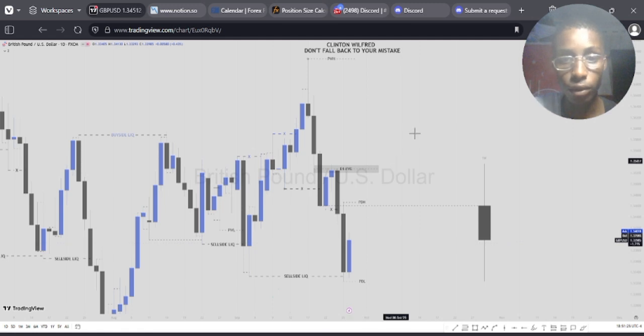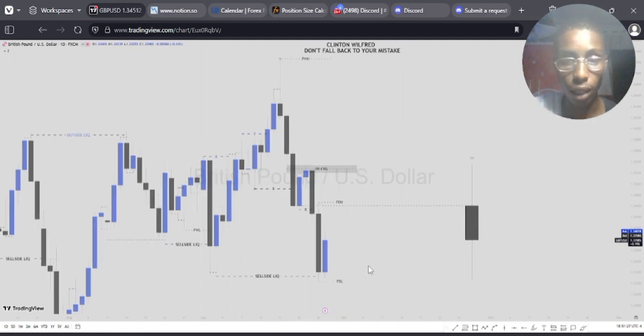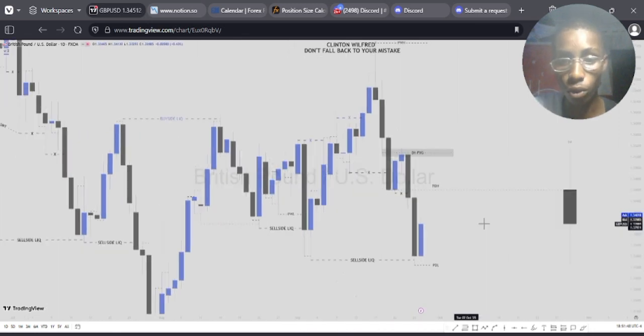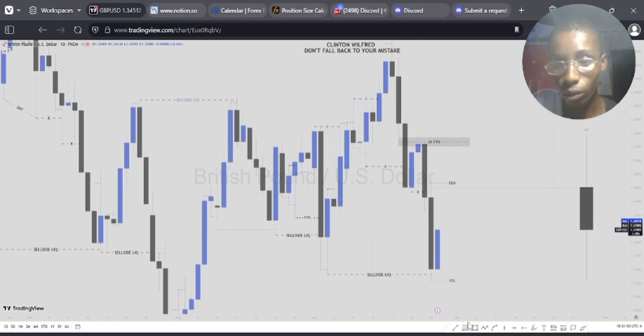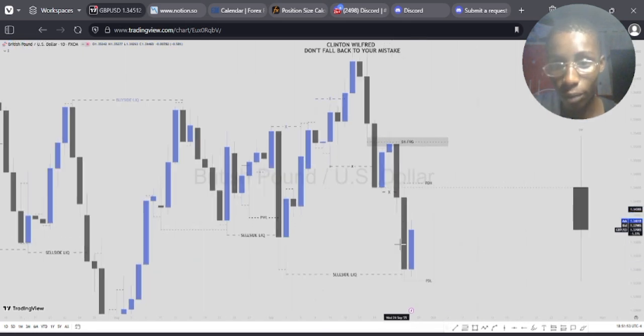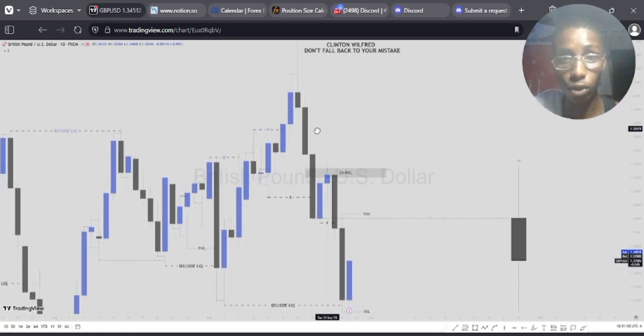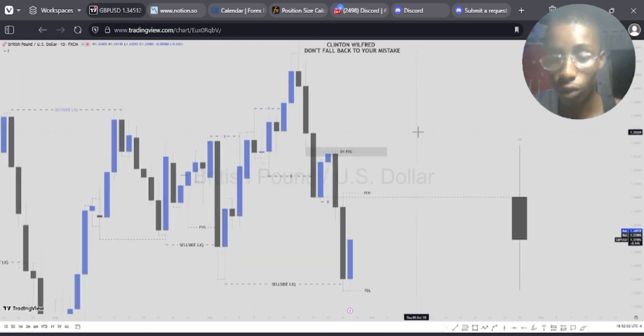Right here on GU, for the whole of last week and the past two weeks, we've been trading to the downside. Price went to buy side liquidity, and we took out this old low. We sold out this old low, traded back to this FVG right here, and dropped lower. For next week, we have an imbalance here. Price took sell side liquidity, and you can see the order flow shows that we are definitely bearish.